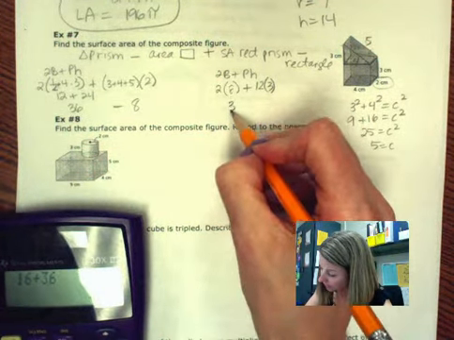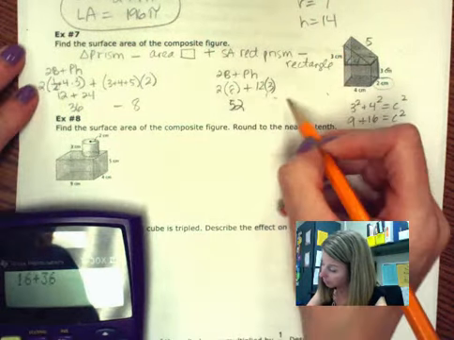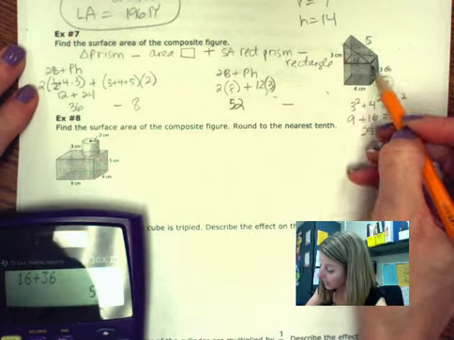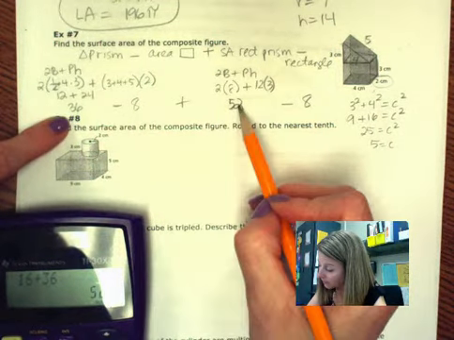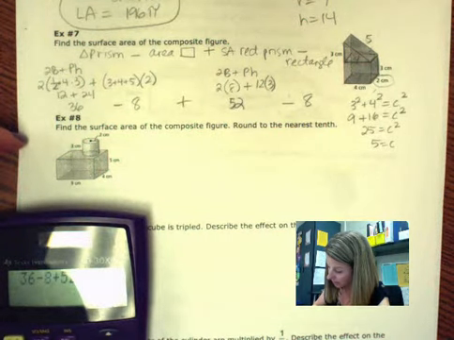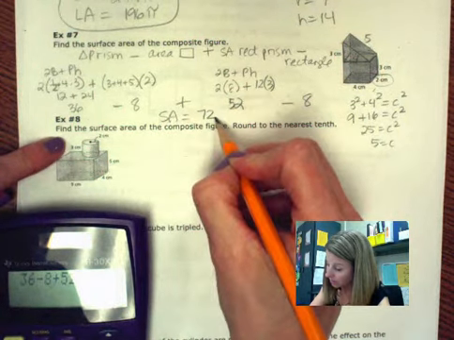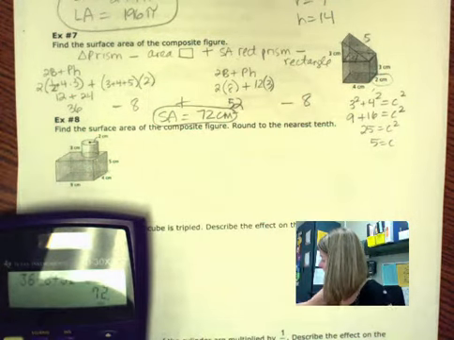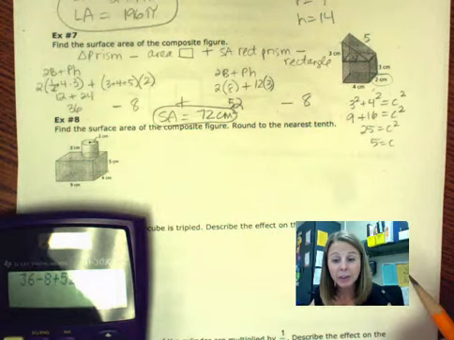So the surface area of my rectangular prism is 52, but I need to take away another rectangle that's covered, and that again is going to be 8. So I'm doing 36 minus 8 plus 52 minus 8. So my surface area here is 72 centimeters squared. So you really need to think in terms of what pieces do I have and which ones are missing.